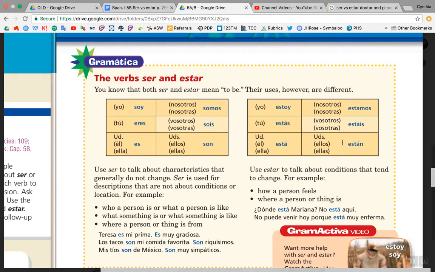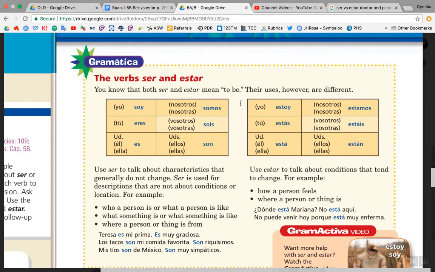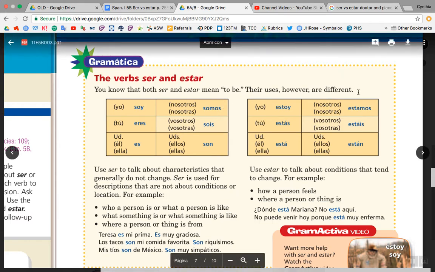Now, just for a quick review, I want to go over the meaning. For both yo forms, soy and estoy, they both mean I am. Like I said, their uses are different, but they mean the same thing. Eres and estás, you are. Es and está, he is, she is, or you formal are. Somos and estamos, we are. Sois and estáis, y'all are. Son and están, they are or y'all are.